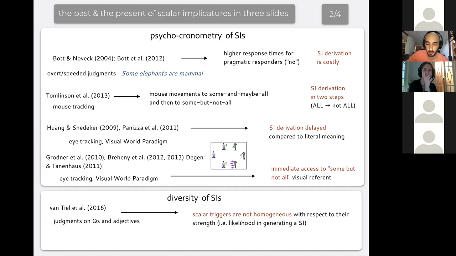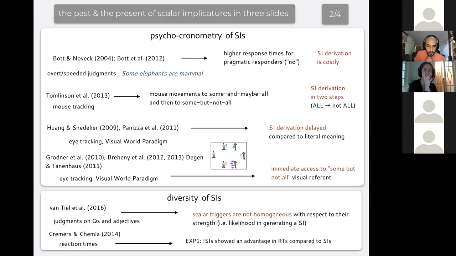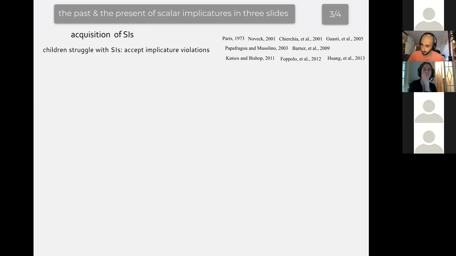Some are very strong triggers and some are weak triggers. And also Kremers and Shemla had this experiment with indirect scalar implicature, and they found in one experiment that indirect scalar implicatures provided an advantage in reaction times compared to scalar implicatures. So bearing this in mind, it's going to be useful for our purposes. Okay, and then what about the acquisition? We've known for a long time that children struggle with scalar implicatures.